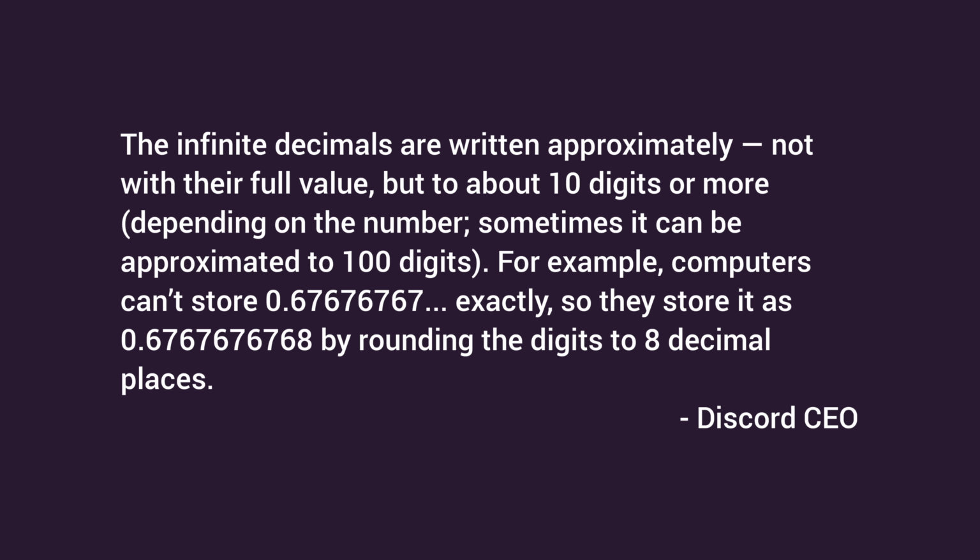What about infinite decimals? They are written approximately, not the full value, but an approximate value of it, like up to 10 digits or so. Anyway, we've understood that we have integers and floating point numbers. So now, how do we use them in C?